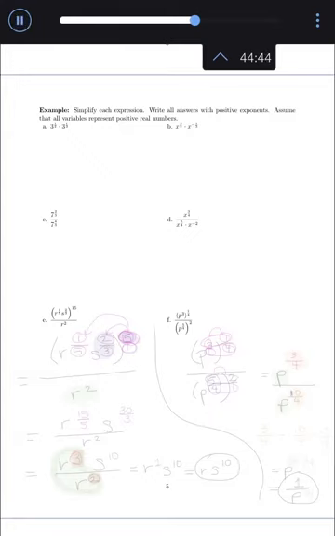Look at problems E and F, but let's do that on the next page because we're running out of room. Okay, for problem E, let's start there. Let's see what we've got.